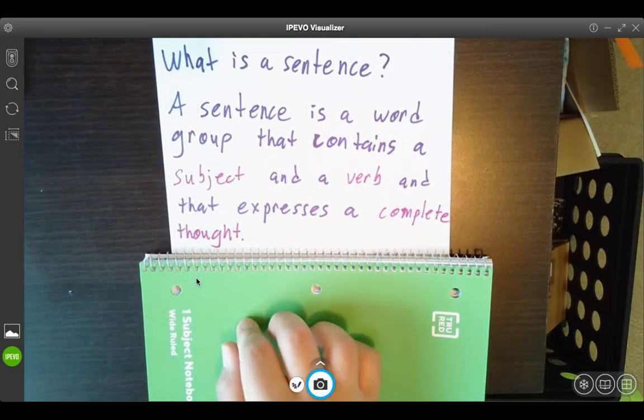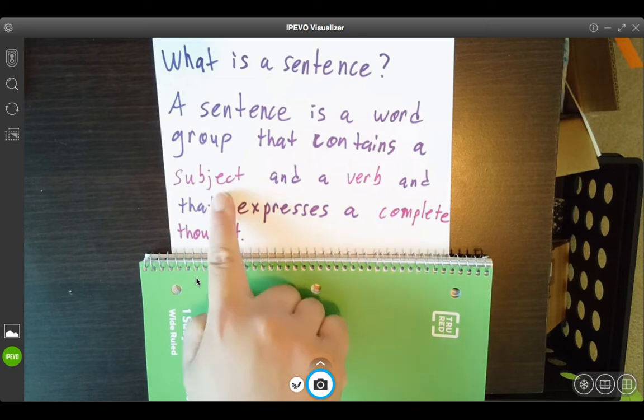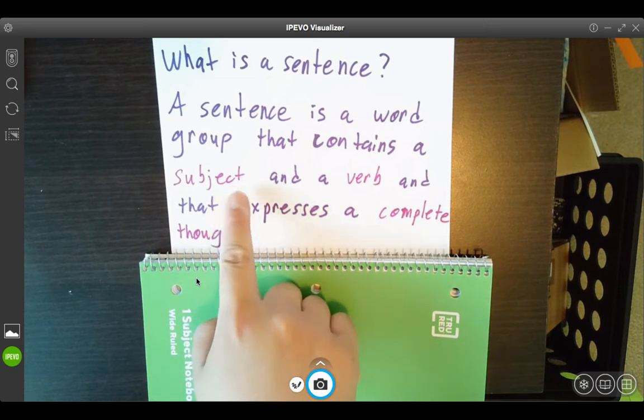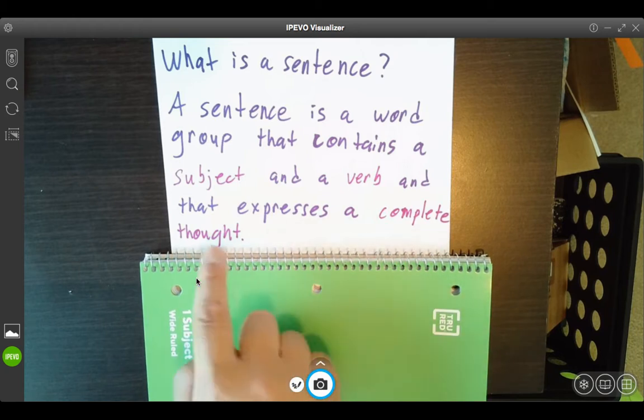So, what is a sentence? A sentence is a word group that contains a subject and a verb and that expresses a complete thought. It has to have a subject, a verb, and express a complete thought.